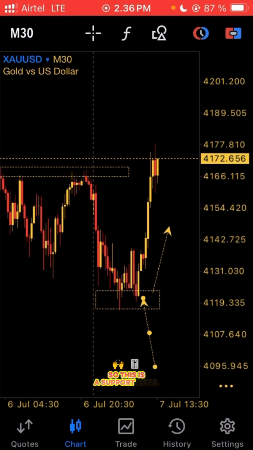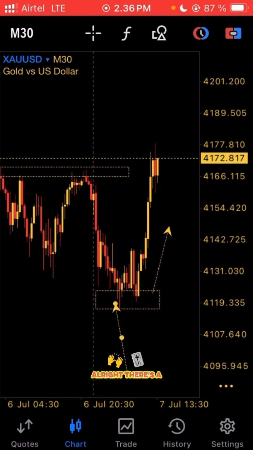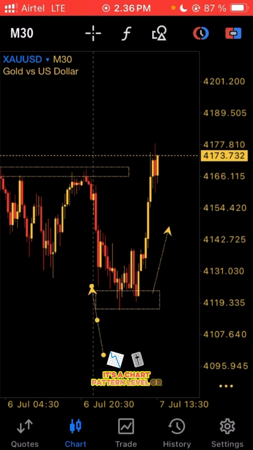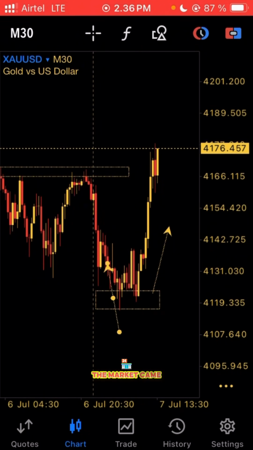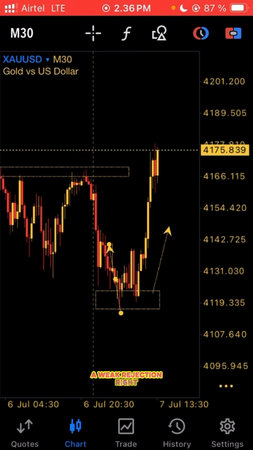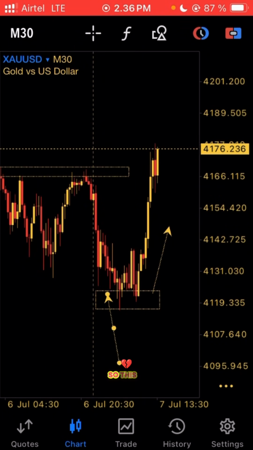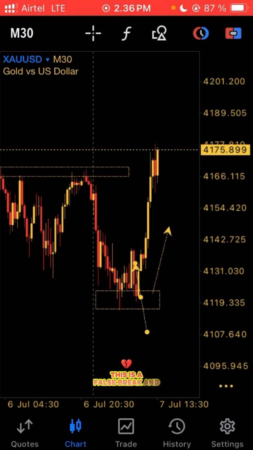So this is a support level, all right? This is a support level, but if you look closely, it's a chart pattern level or a structural level. The market came down, broke this area, and it gave a weak rejection, right, which is a trigger, and the market broke structure and came back, right? So this is a false break, right? This is a false break, and a true break came at this level.